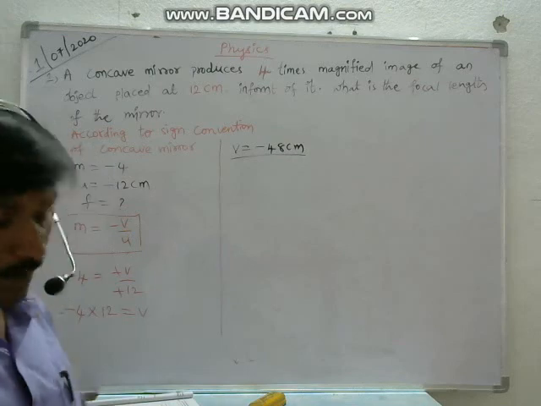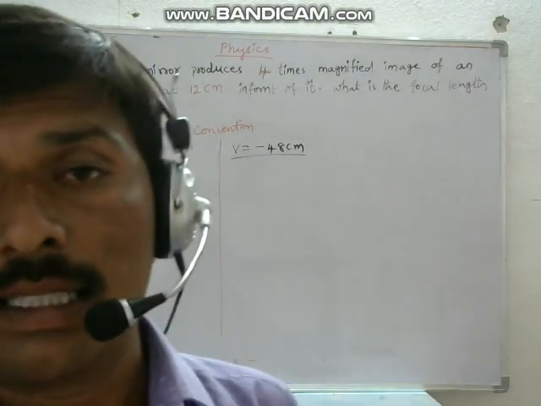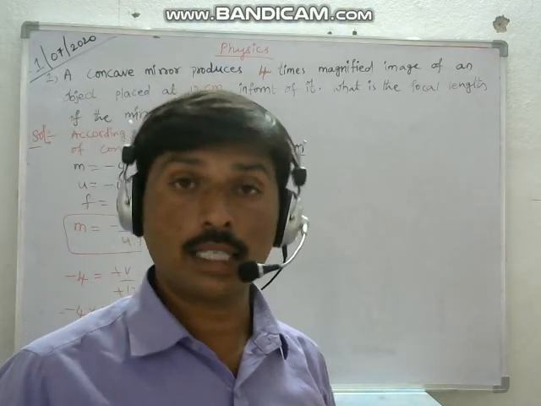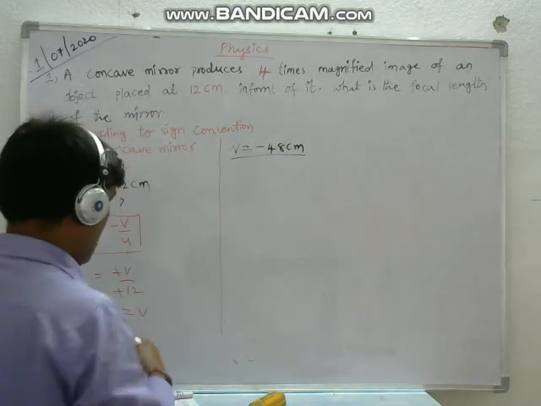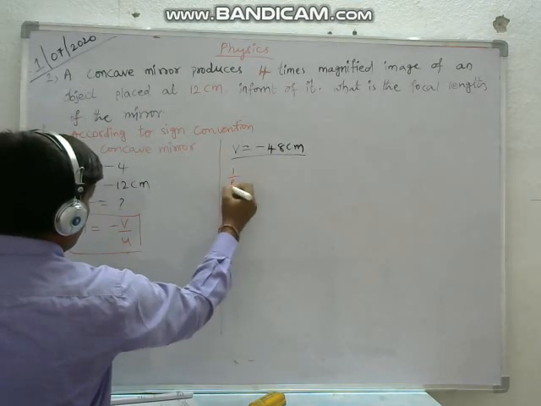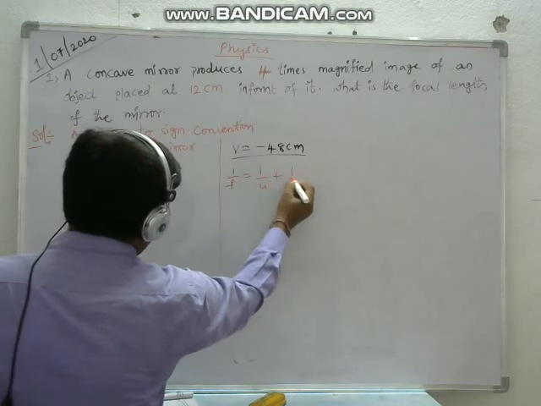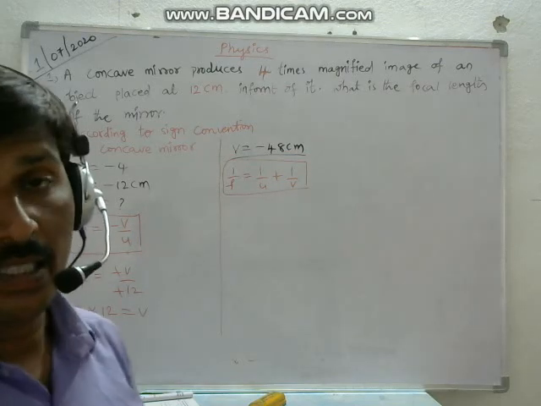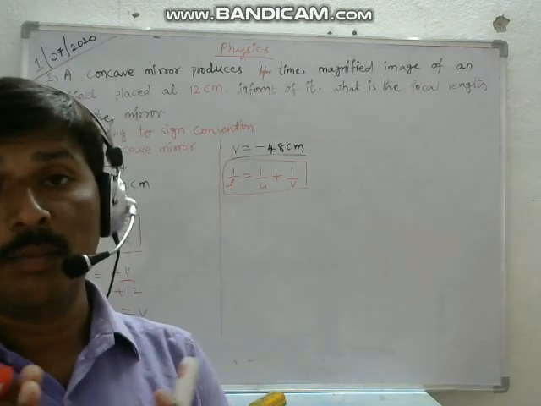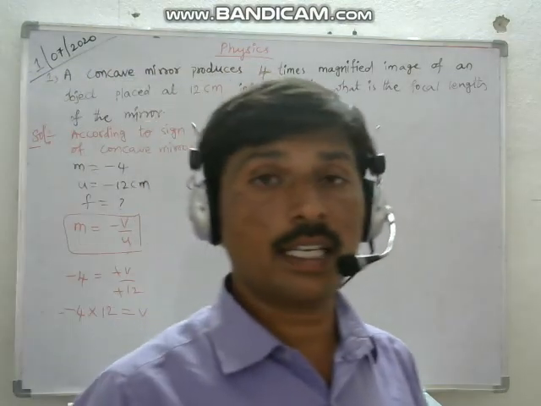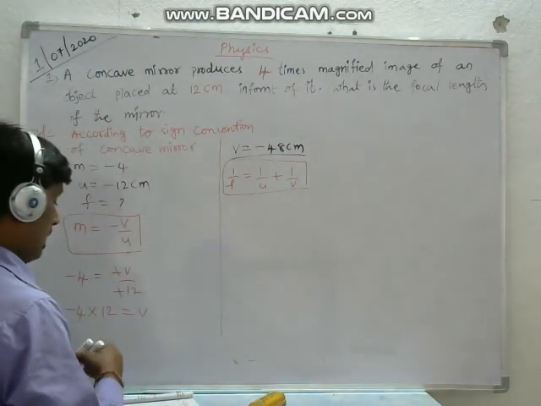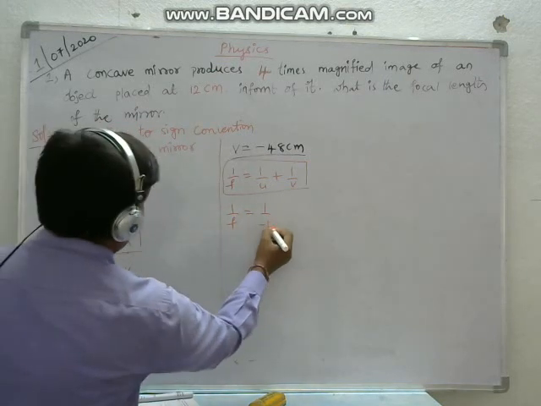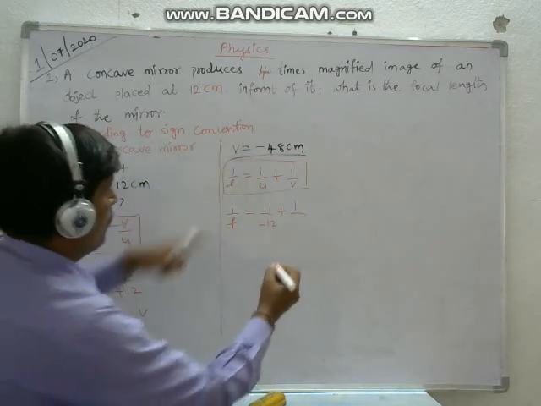So here we got one more value, that is, the image distance. We have the image distance and also the given u value. We need to find the focal length. We already have the mirror formula, that is, 1 by f is equal to 1 by u plus 1 by v. Substitute the image distance and object distance, and we can get the focal length. So 1 by f is equal to 1 by u, which is minus 12, plus 1 by v, which is minus 48.